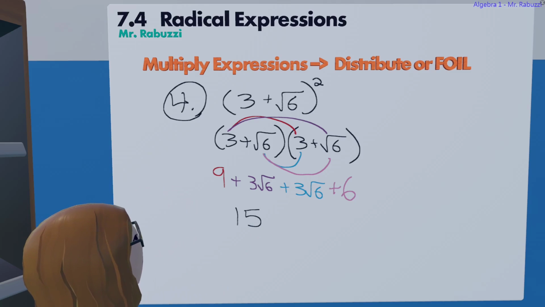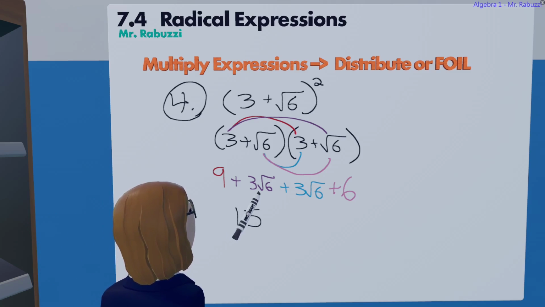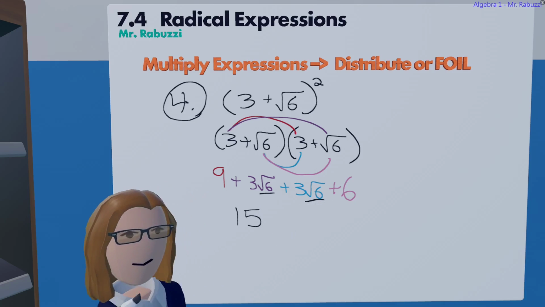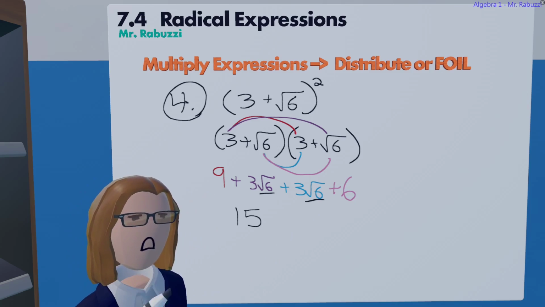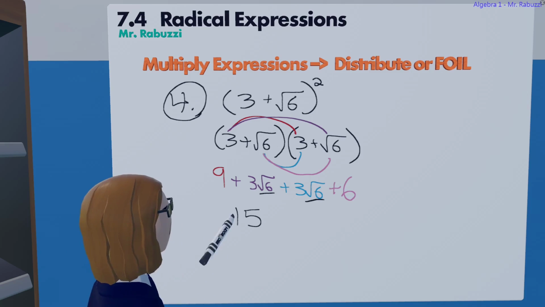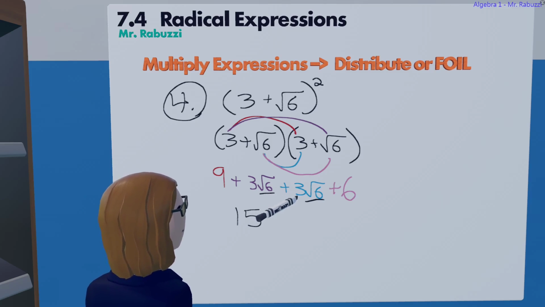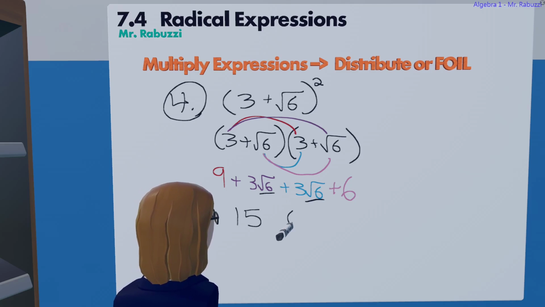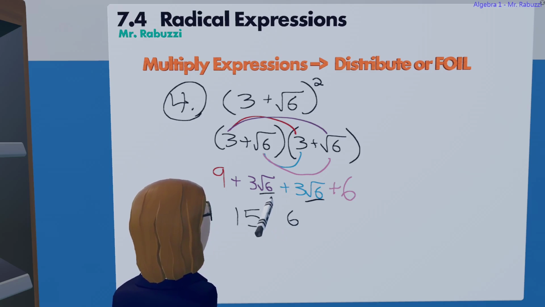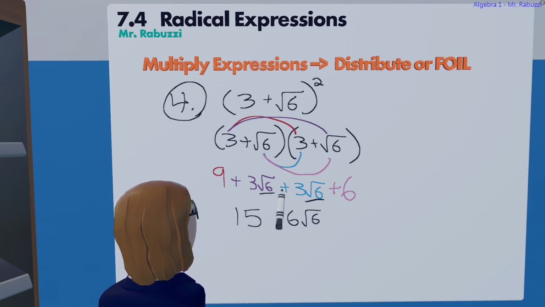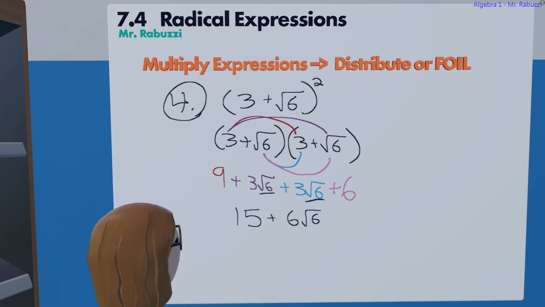Okay. Next we have something root 6 and we have something root 6. So if they have the same square root ending, we can add them together. Here we have 3 of these. Here we have 3 of these. What's 3 plus 3? It's 6. And we still have, what, 6 of what? 6 square root 6s. And they were both positive, so it's plus.